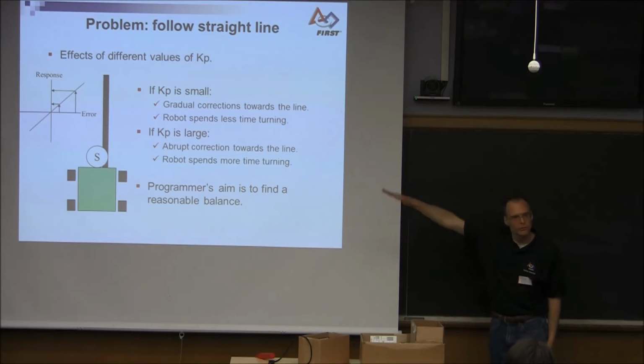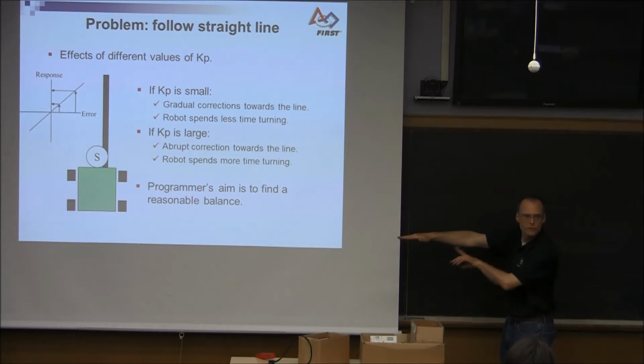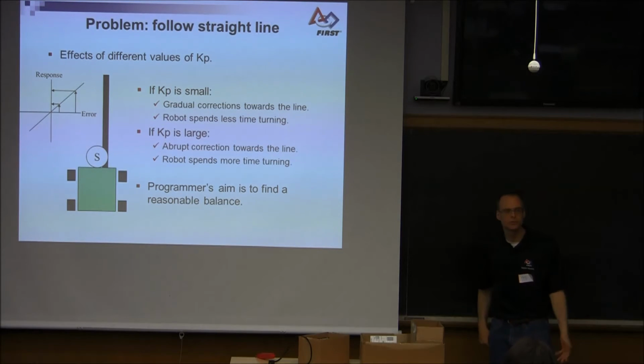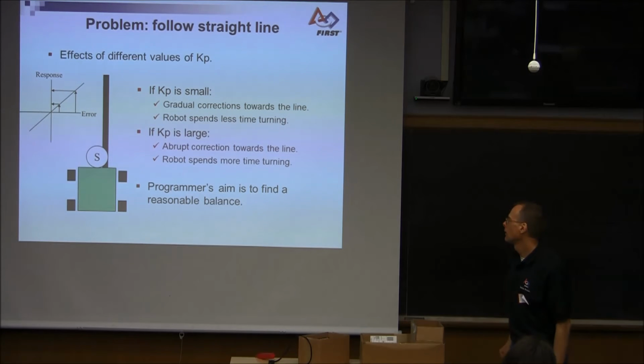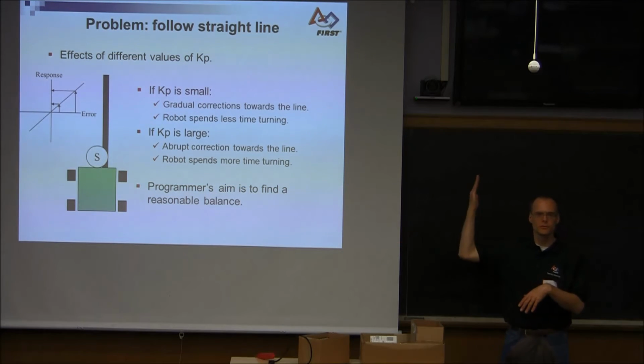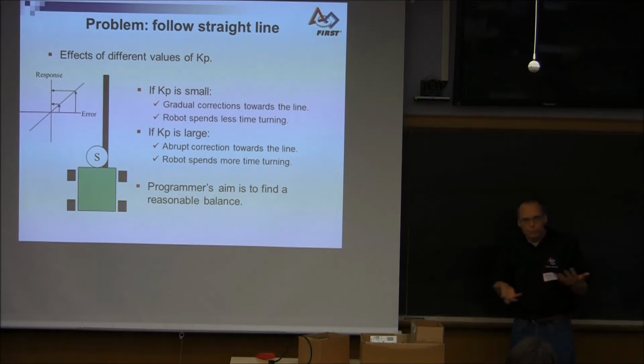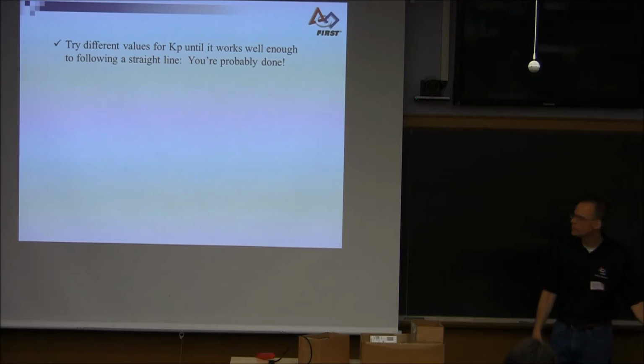But if it's really small, if you have a very gradual slope, you can see it would take a very large change in the error to make a large change in the response. So as a result, if Kp is small, it's fairly gradual, and the robot tends to go more in a straight line. If you make it really large, like a slope of 156, a tiny change in the error is going to be a huge change in the response, and the robot will make quite abrupt moves. The programmer is doing a little engineering, finding a balance. So really, you just try different values of Kp until it works well enough.